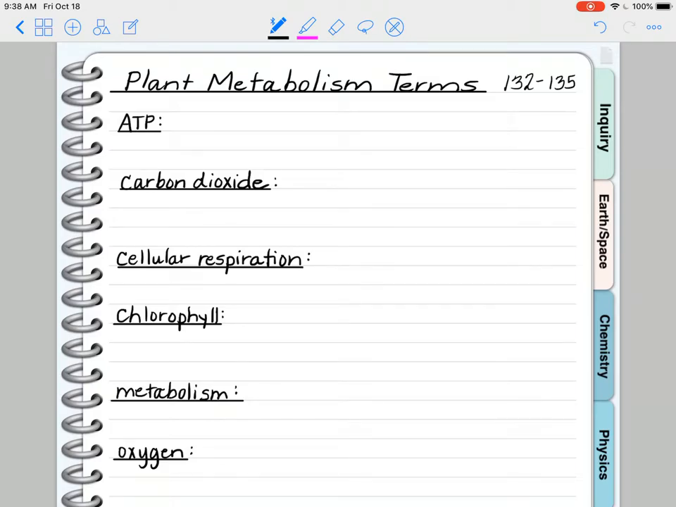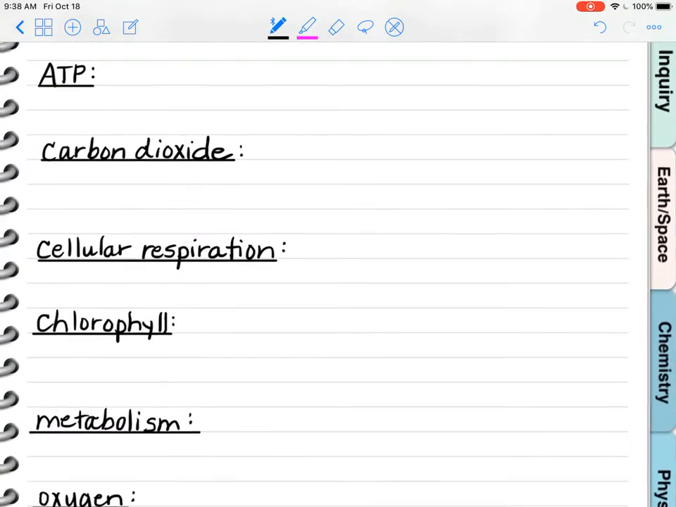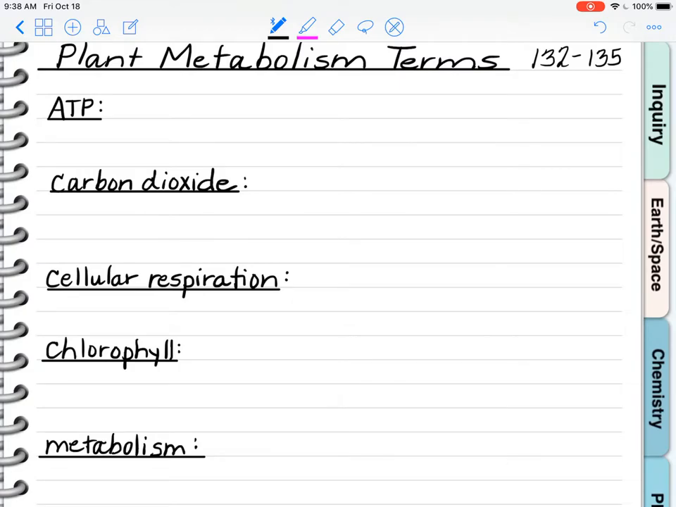Okay, the next set of terms relates to how plants produce energy. Metabolism is the use of food to produce energy. So the first term is ATP, and you notice that this is all capitalized. That means that it is an acronym. And an acronym is a term. It's not a word, but it's a term that stands for usually a very difficult word to spell.